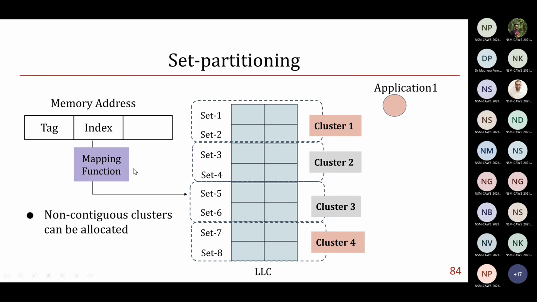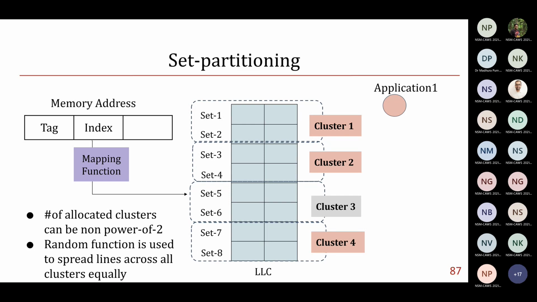One of the ways is that you can have a mapping function which makes sure that these are the sets that are mapped to application one, and these are the sets which are mapped to application two. It can be non-contiguous. It may not be a power of two. You can try whatever you want. The only downside of this is who will decide how many clusters you want. Who will decide what the requirement is? So basically, you need some information or some support from the top of the system stack, either the OS, or maybe the programmer or runtime. So these are the issues with this approach.